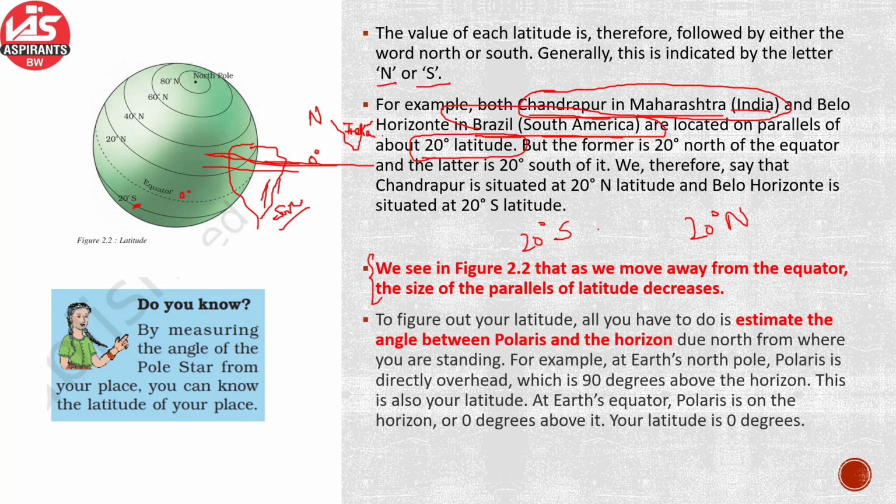you will see as we move away from the equator, the size of the parallels of latitude decreases. So you will see these circles are becoming smaller and smaller, and ultimately the north pole is a single point, right? And the size of the circles is decreasing as we go from equator towards the north pole or as we go from equator towards the south pole.